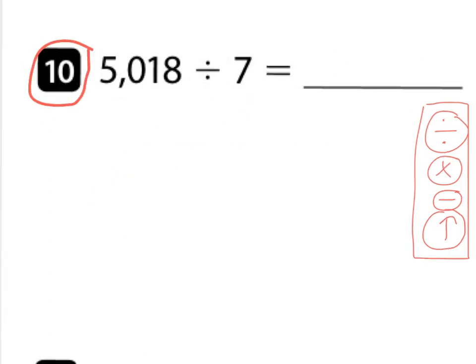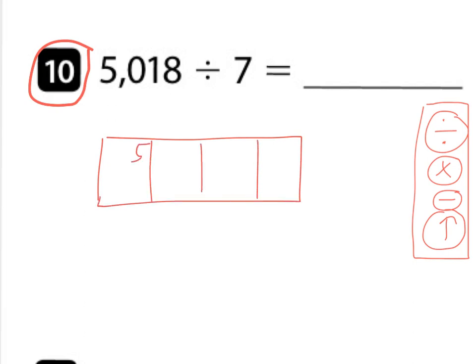All right, number 10. You have 4 digits in my dividend, so we'll put those in the top right corner. 5,018 divided by 7. How many times does 7 go into 5? 0 times. 0 times 7 is 0. Subtract, bring up. Start the whole process over. 7 goes into 50 7 times. 7 times 7 is 49. Subtract, get a 1, bring that 1 up.